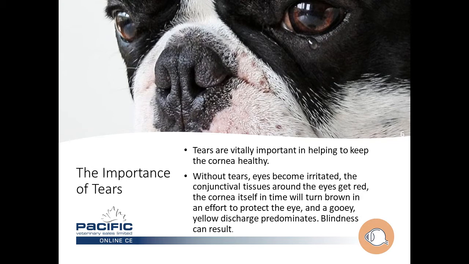Tears are vitally important in helping to keep the cornea healthy. Without tears, eyes become irritated. The conjunctival tissues around the eyes get red, the cornea itself in time will turn brown in an effort to protect the eye, and a gooey yellow discharge predominates. Blindness can result.